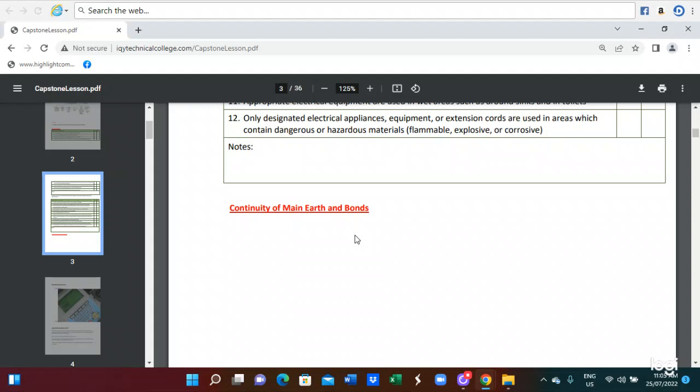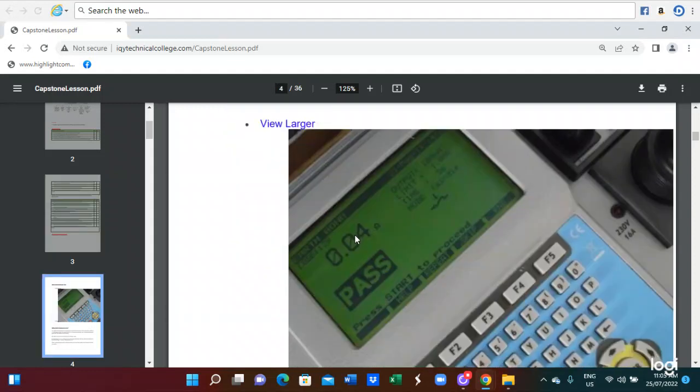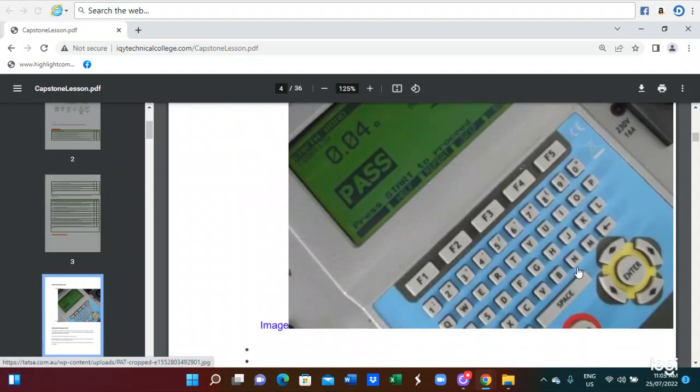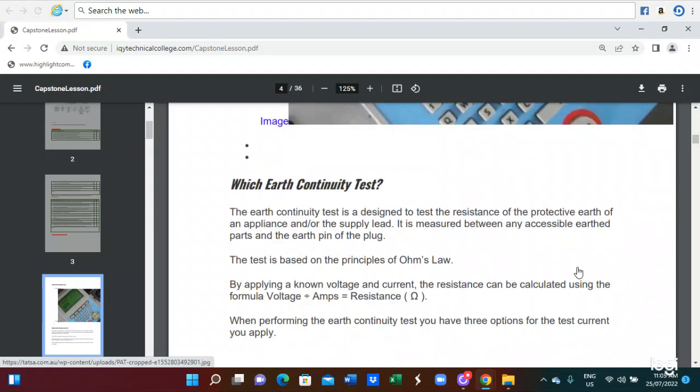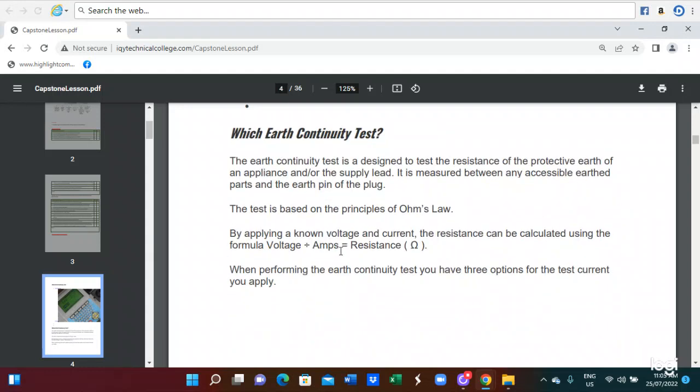After that, you have to do the continuity of the main earth and bond. For this, we use the earth system meter. So what is the continuity test? The earth continuity test is designed to test the resistance of the protective earth of the appliance and or the supply lead. It is measured between any accessible earthed parts and the earth pin of the plug. So in this case, for the earth pin of the plug and also the accessible earth, you have to measure with the ohmmeter. This is also based on Ohm's law.